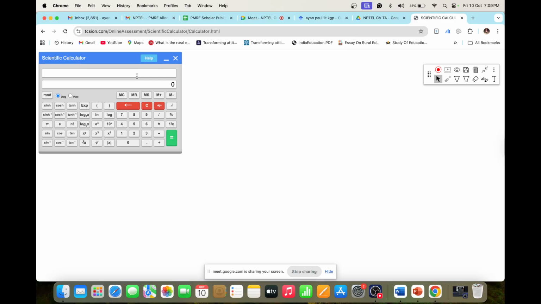This is important. Now you will say, sir, it's the same thing as a scientific calculator, so what does it matter? But definitely it matters, because if you calculate on this, only then will your flow be good.